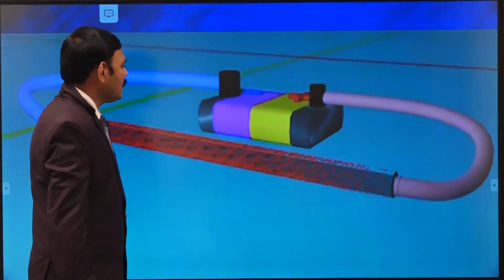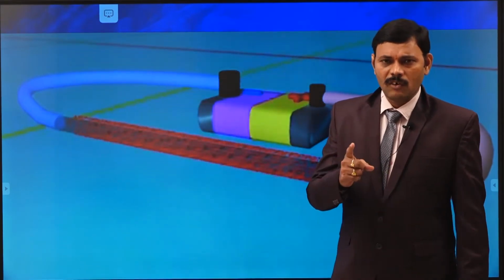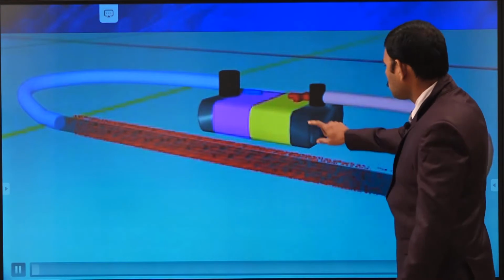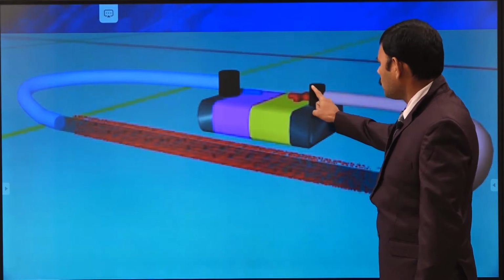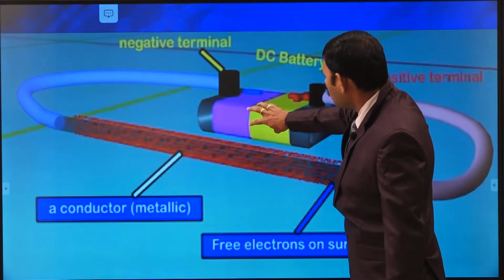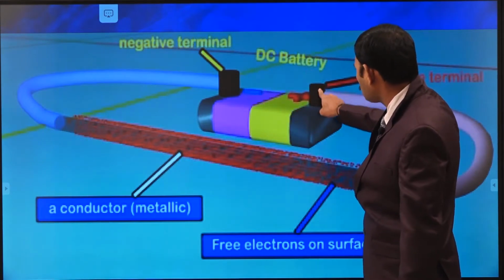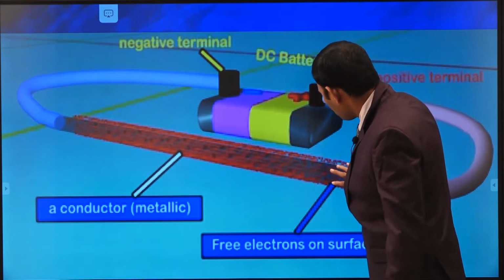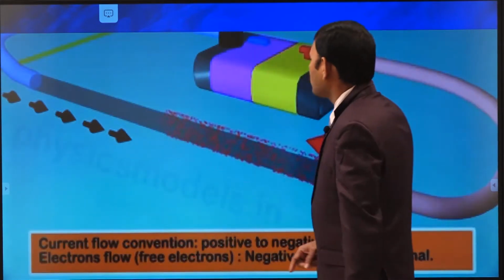Here we discuss the direction of flow of current. Students, I would like to show the direction of flow of current as a basic thing. Here this is the battery. Let the black color be the negative terminal of the battery, and the blue one the positive terminal. We connect the positive terminal of the battery to a resistor. This red shaded wire is the resistor, and then it is connected back to the negative terminal.